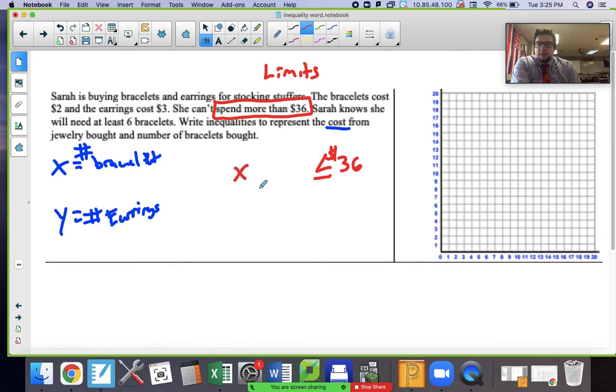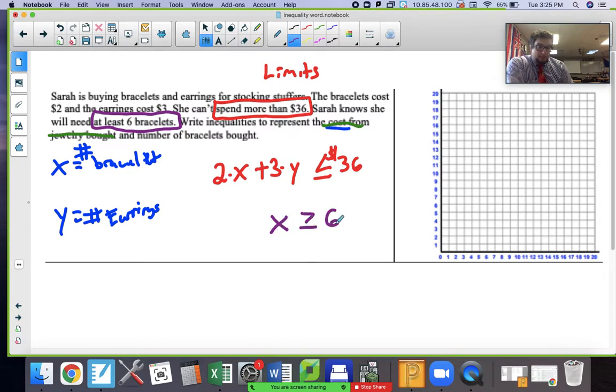Well, the cost is $2 for each bracelet plus $3 for each earring. That total cost here has to be smaller than $36 here. So there's our cost inequality. But what else limits her is that she has to buy at least 6 bracelets. Excuse me. So that means the number of bracelets has to be greater than 6.